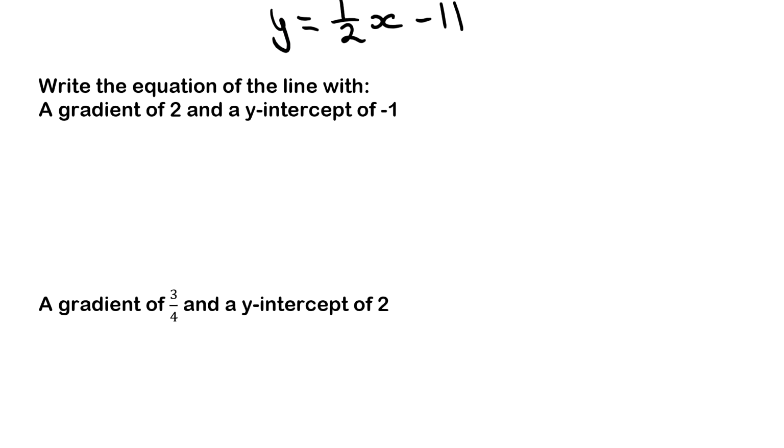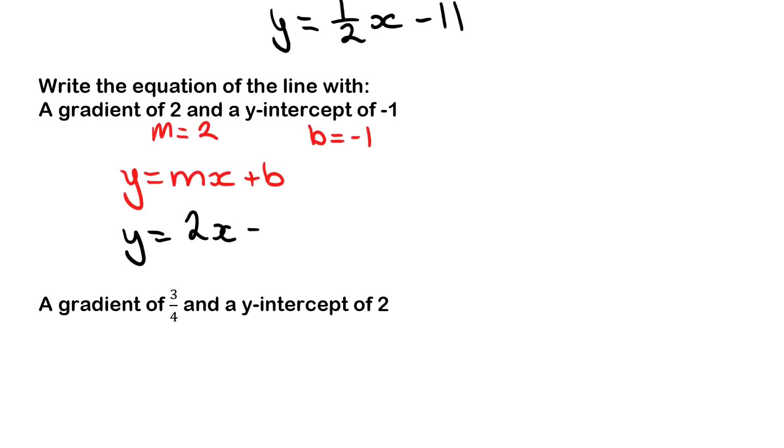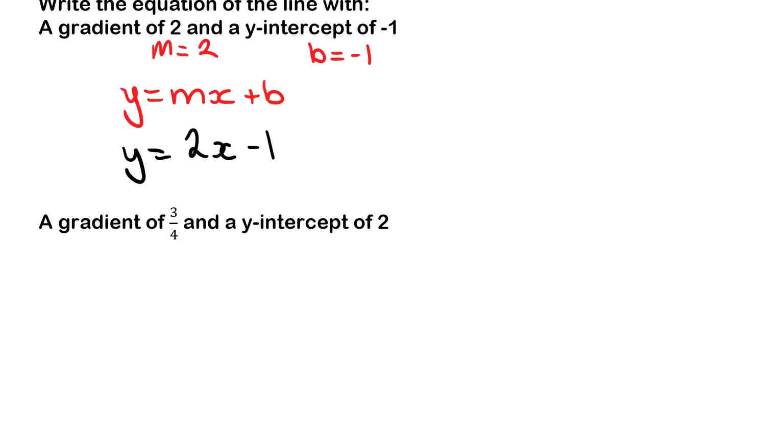Write the equation of the line with a gradient of 2 and a y-intercept of negative 1. I'm going to start by labeling what I know. I know m equals 2 and I know b equals negative 1. I can now write the formula. All I need to do now is substitute the values we know in. I know m is 2 and I know b is negative 1. So the equation is y equals 2x minus 1.